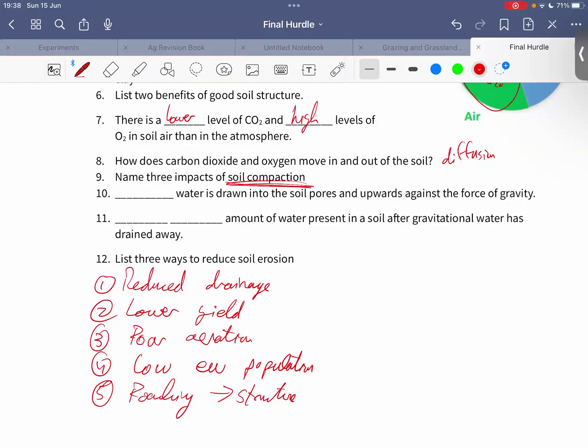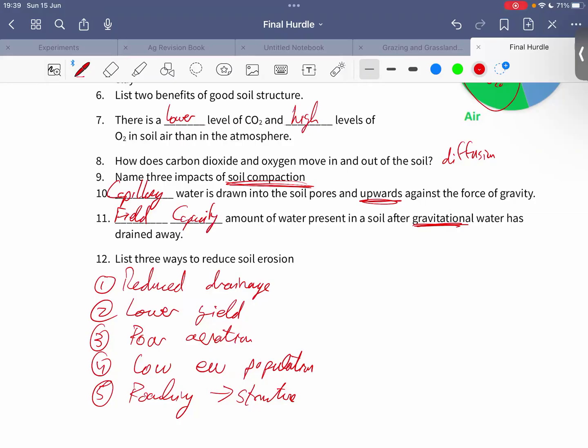Right, what type of water is drawn upwards against the force of gravity? Begins with C. A cap. Yes, you put the cap on the top of your head: capillary. What is the amount of water present after gravitational water has passed through? What is the name of that one? That is, Emma, excellent, the field capacity.